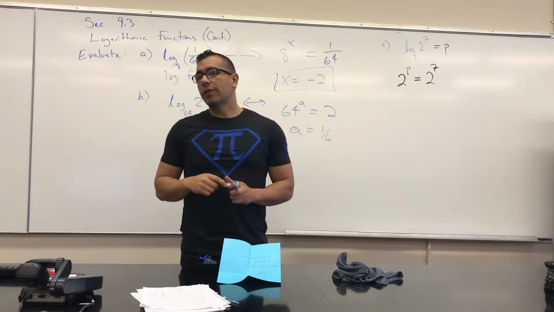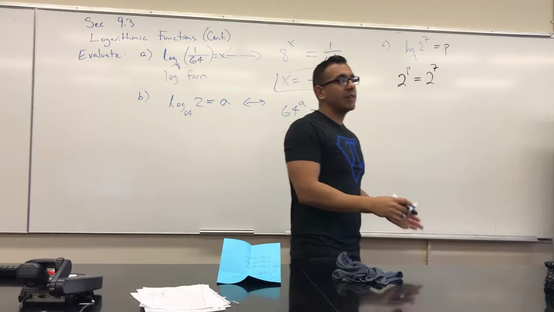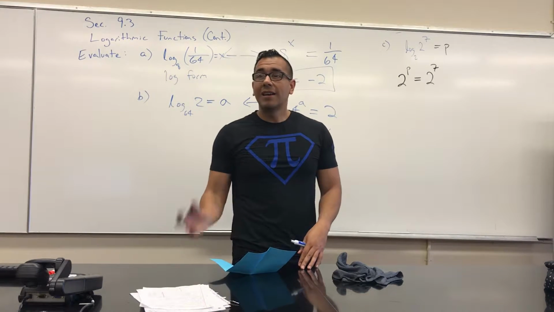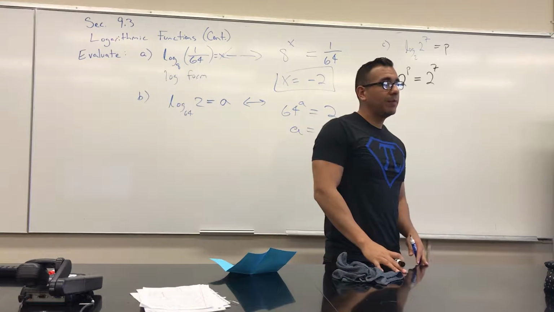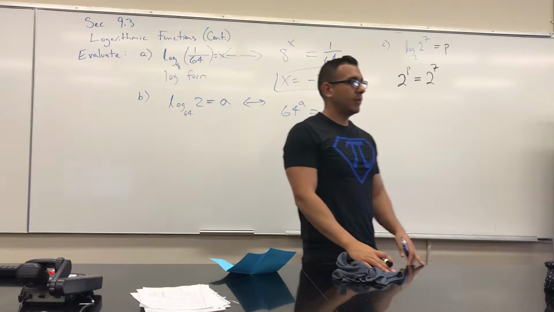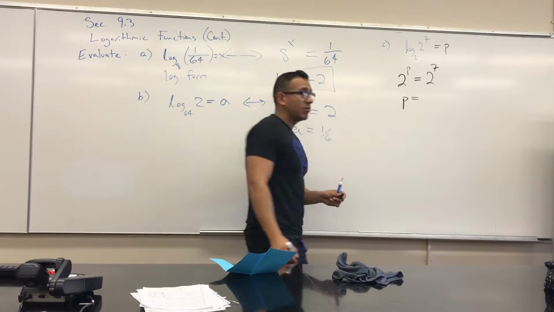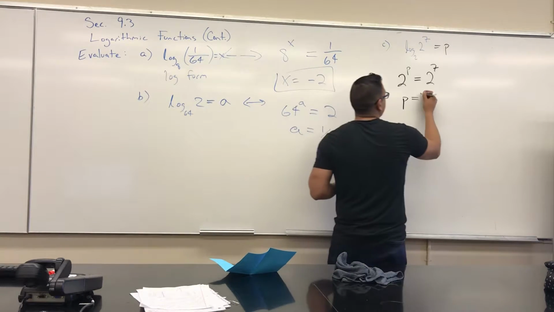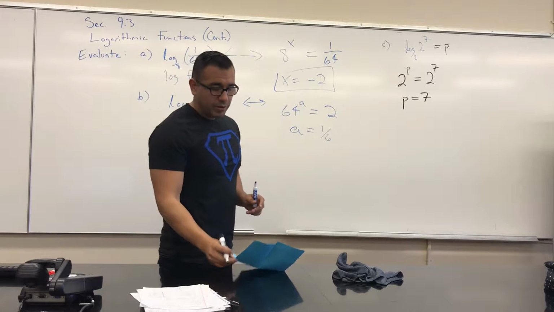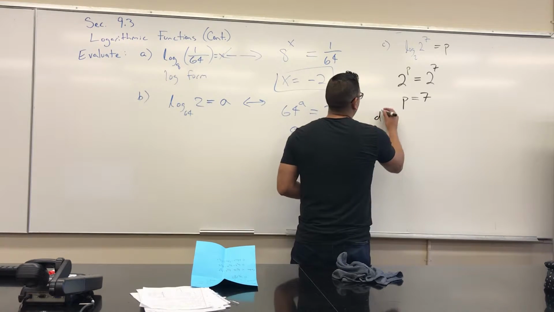And we talked about something very important yesterday. We said if the bases are the same, then what? The exponents are the same. So write that down in case you forgot. If our bases are the same, then our exponents are supposed to be the same. So we know that P now is equal to what? 7. Cool? Using these properties that we discussed yesterday, pretty powerful stuff.